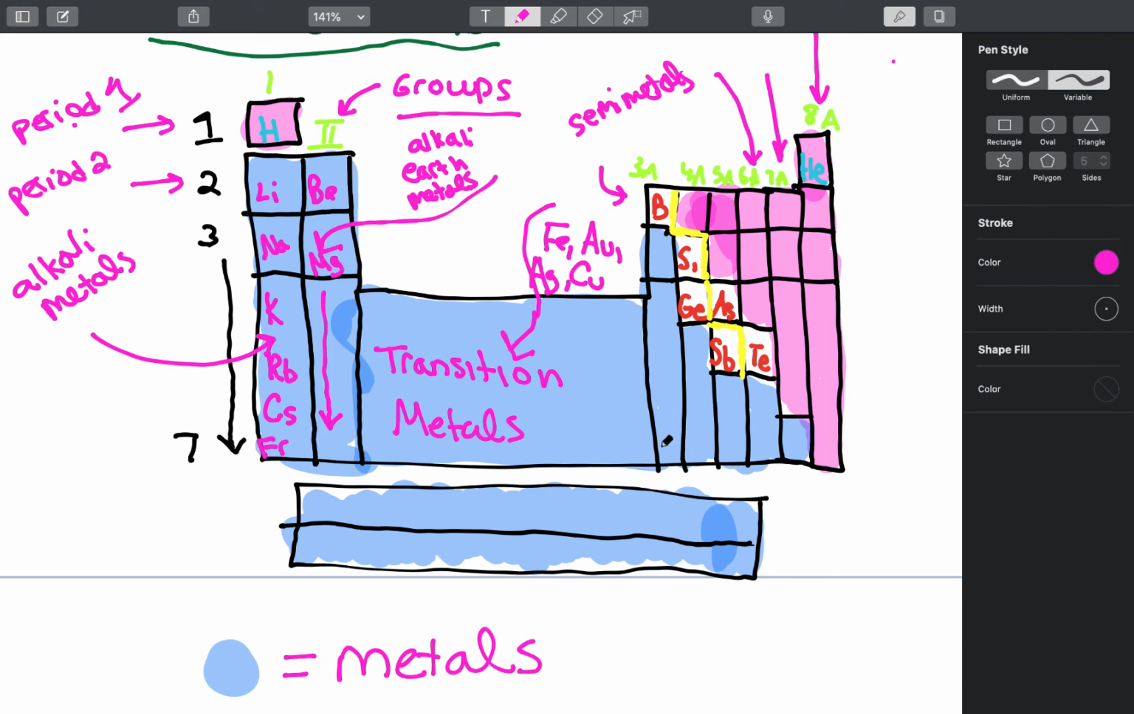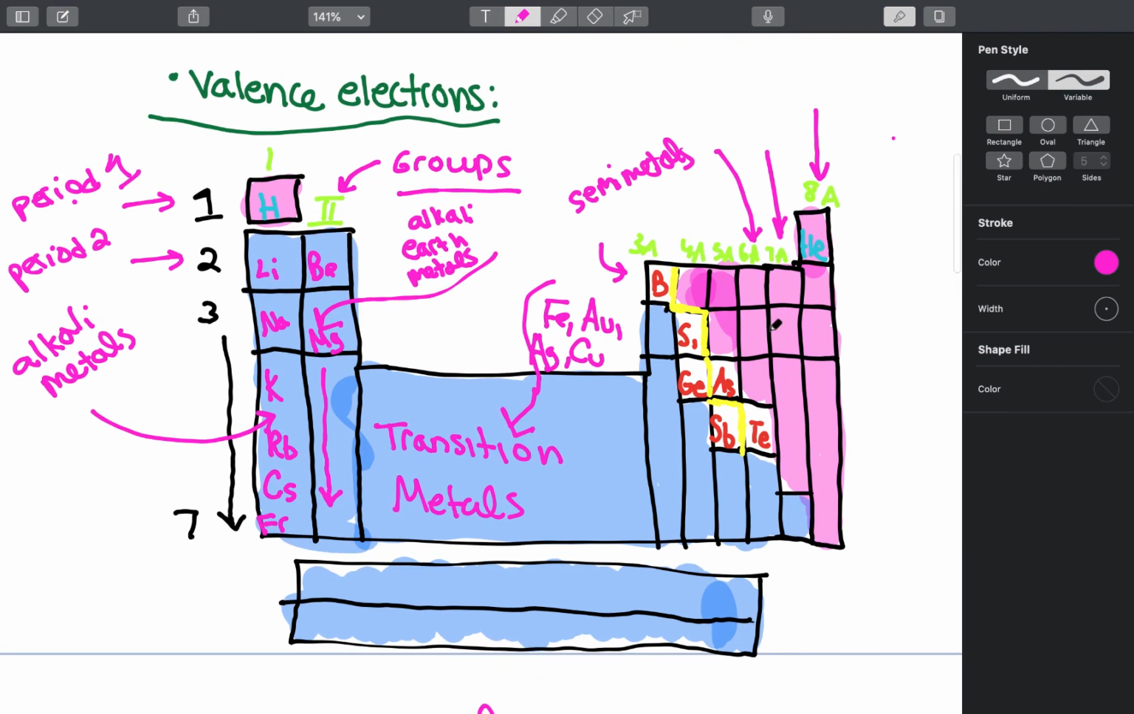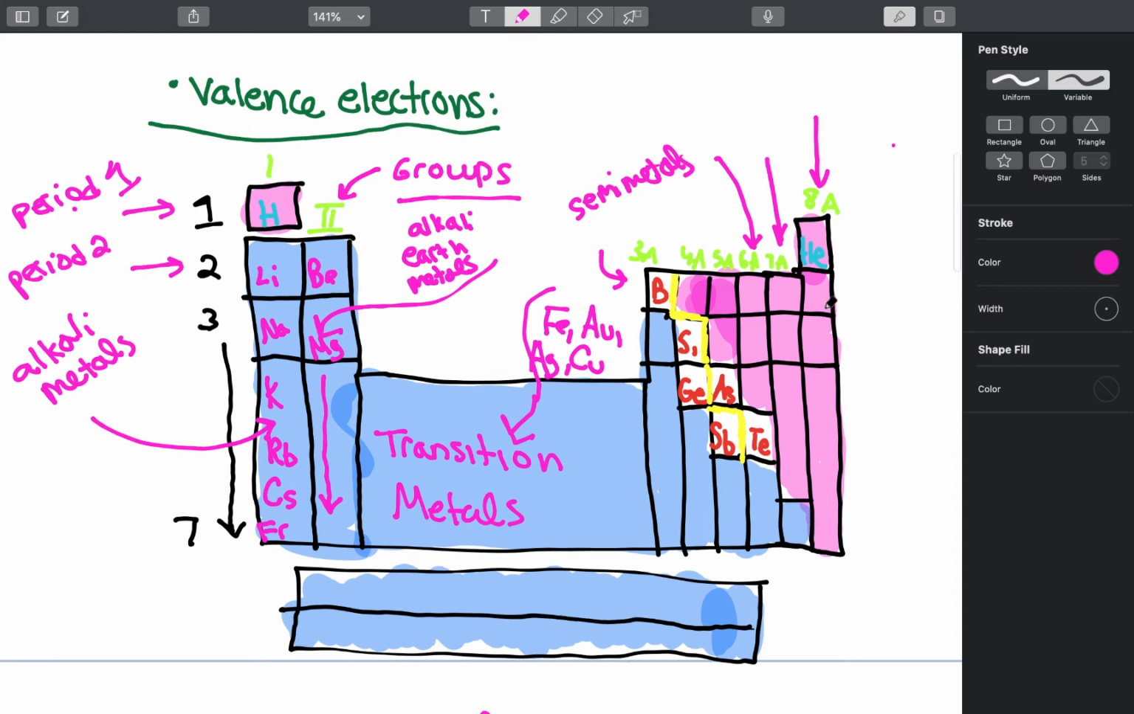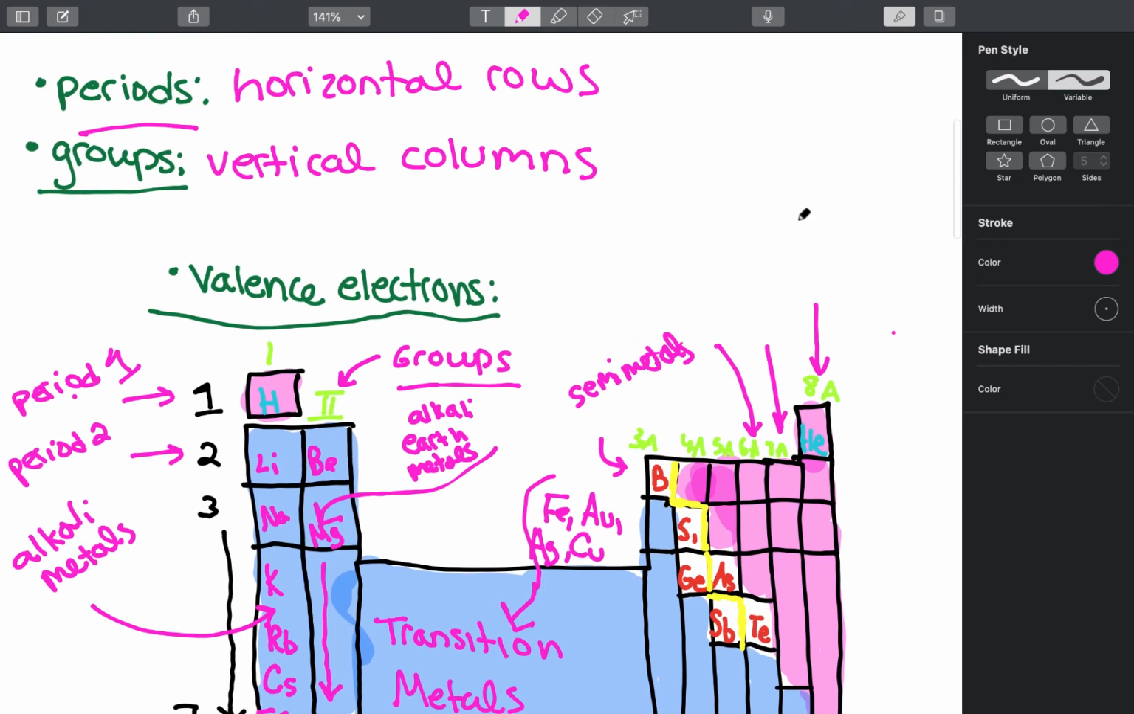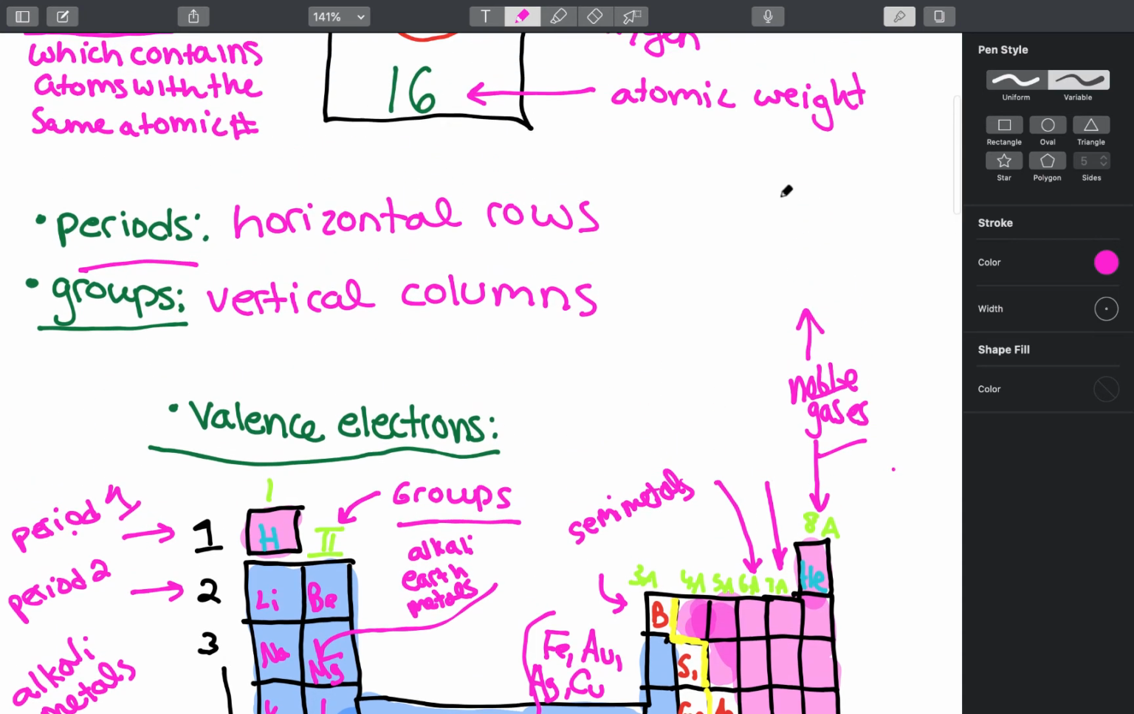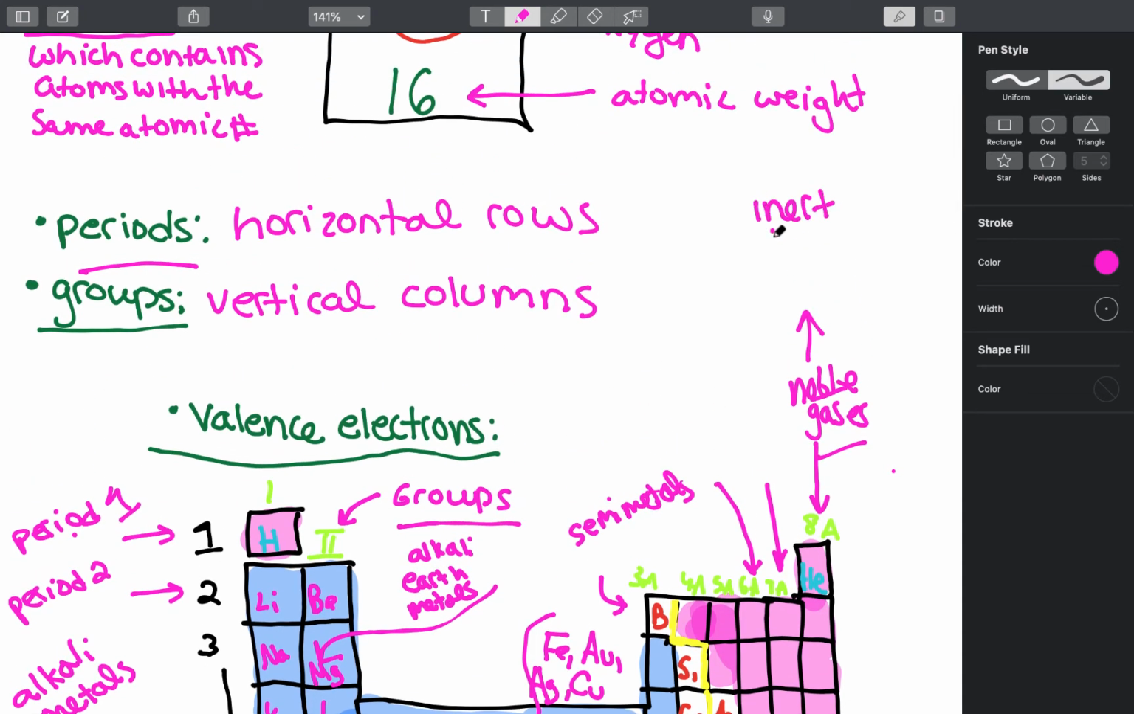Okay, so then we're going to go into our nonmetals here, this pink region. And this pink region also has specific classifications. So group 8 nonmetals are referred to as the noble gases. They are actually also called the inert gases. And that's because they are non-reactive, and we'll talk about why in a later video. So these are the noble gases.